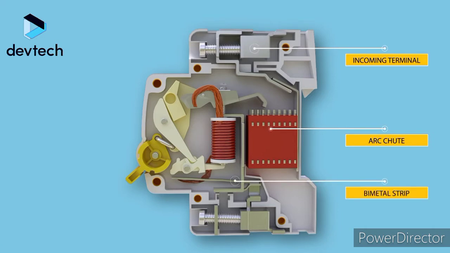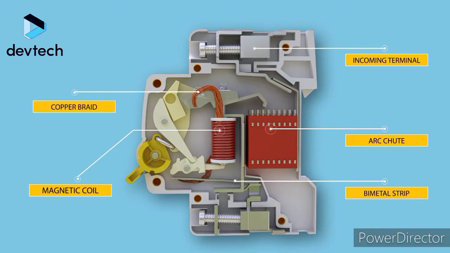The bimetallic strip is part of the thermal tripping arrangement, around which a heater coil is wound to create heat depending on the flow of current. The magnetic coil is part of the magnetic tripping arrangement, where in case of short circuit or heavy overloads, a strong magnetic field is produced in the coil.